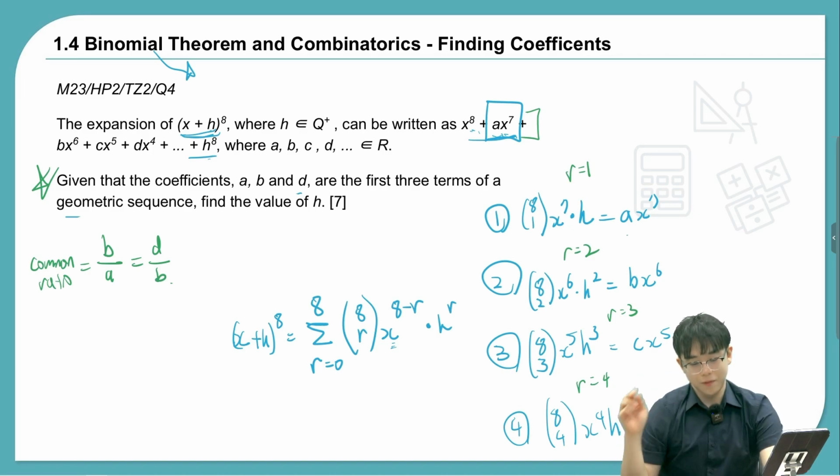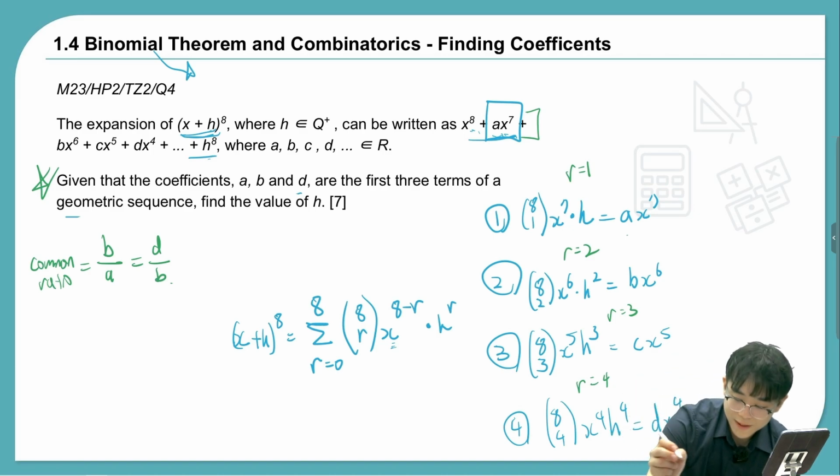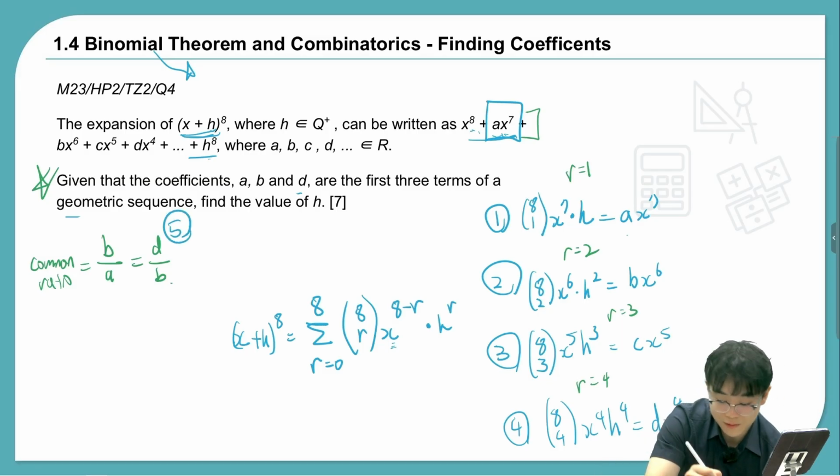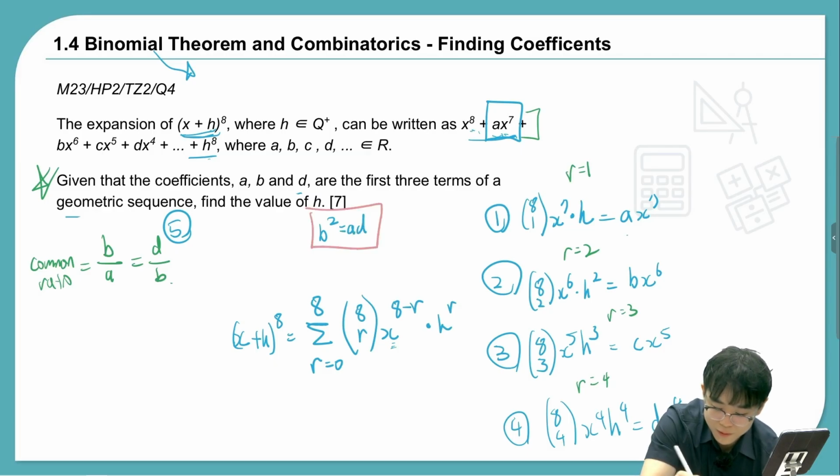Okay, so I know there's 5 bits of info here, and we'll call this piece number 5. So there's 5 exclusive hints. B over a is equal to d over b, so we could say something like b squared is equal to ad. So that's one piece of info we can use.